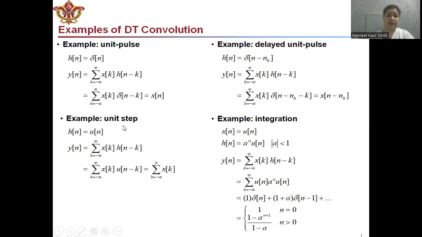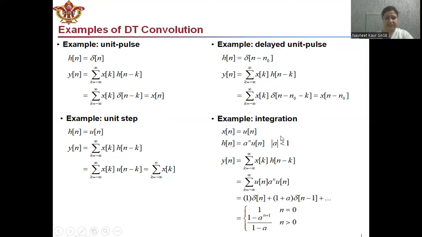Similarly, I want to find out for h[n] equal to u[n]. Now x[k] u[n minus k], when I calculate, I will get this expression. Similarly, I can take the delayed unit impulse. We know that when I take the convolution of x[n] and delta[n], I will get x[n]. Similarly, when I take the convolution of x[n] and delta[n minus n0], I will get x[n] but shifted by n0.